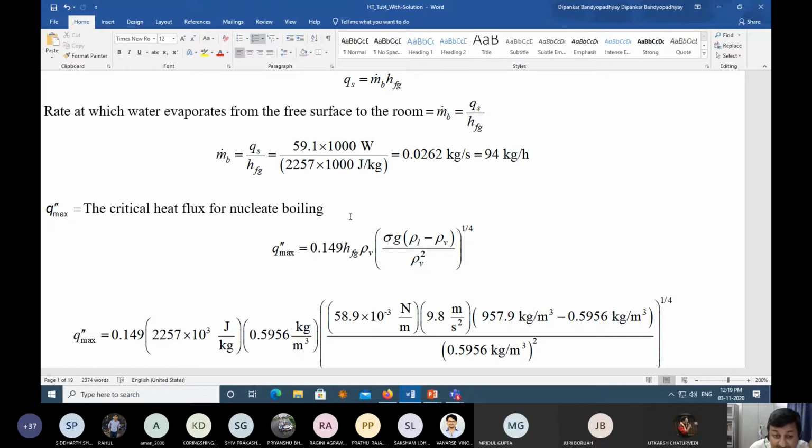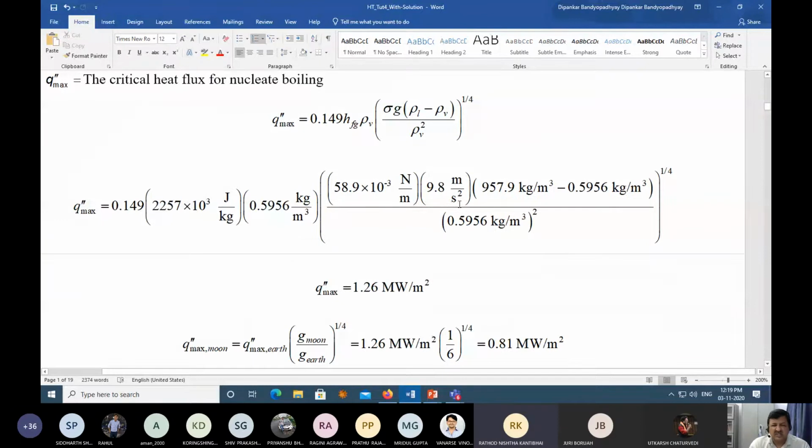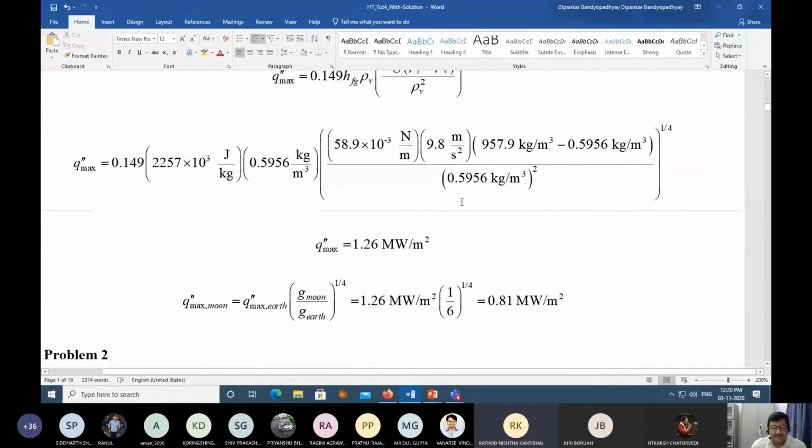The coefficient varies actually with different books. Sir, 1.25 watt per meter square. Watt or megawatt? Megawatt per meter square. Yes, megawatt per meter square, right?